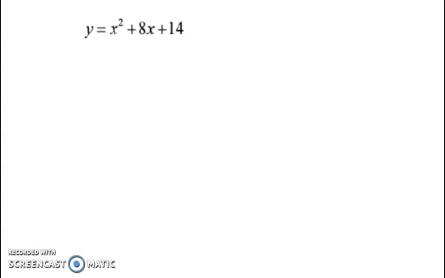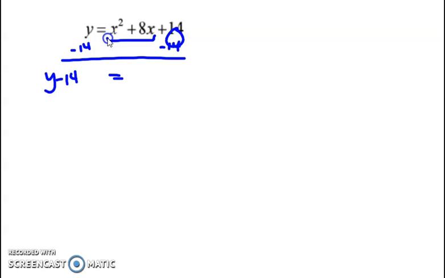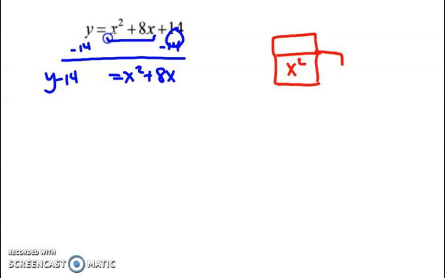All right, so step 1 is we want this part of the equation to remain on the right side. We're going to subtract 14 from both sides. So you have y minus 14 equals x squared plus 8x. And we want to complete the square. So to do that, we have an x squared, and then we split the 8x up, so we put 4 x's on the top, 4 x's on the right, and we're going to finish off the square here.